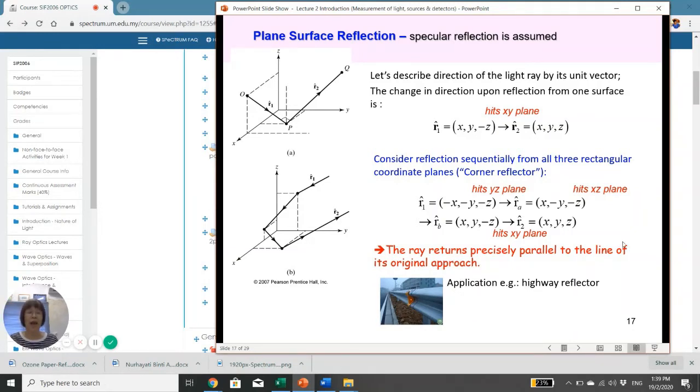So this is very applicable for highway reflectors. It uses your high beam or your headlights to reflect that light back to you, so that you don't hit those dividers or barriers at the side of the road.